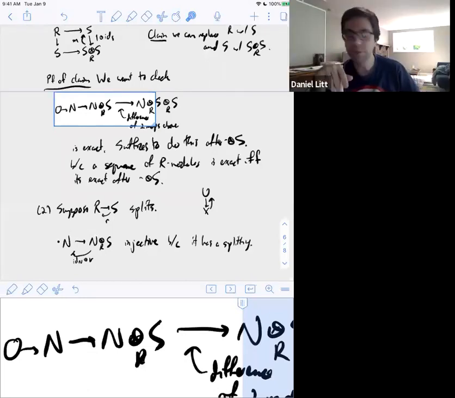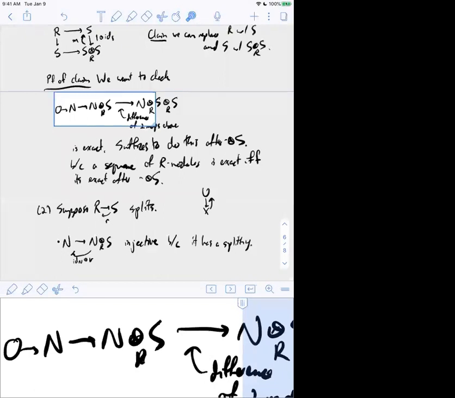Sorry, can you ask that question again, Arvin? Because it seems you're using a fact that if you tensor and then that map admits a splitting, and you're saying that implies that it's injective?